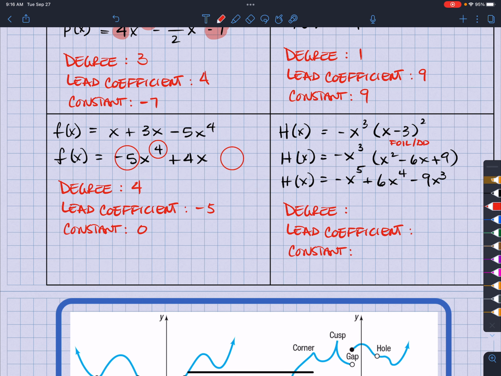Now we can see that the degree is 5. The lead coefficient is going to be -1, and the constant is going to be 0 because there's no constant here. This is the power, and this was the lead coefficient.